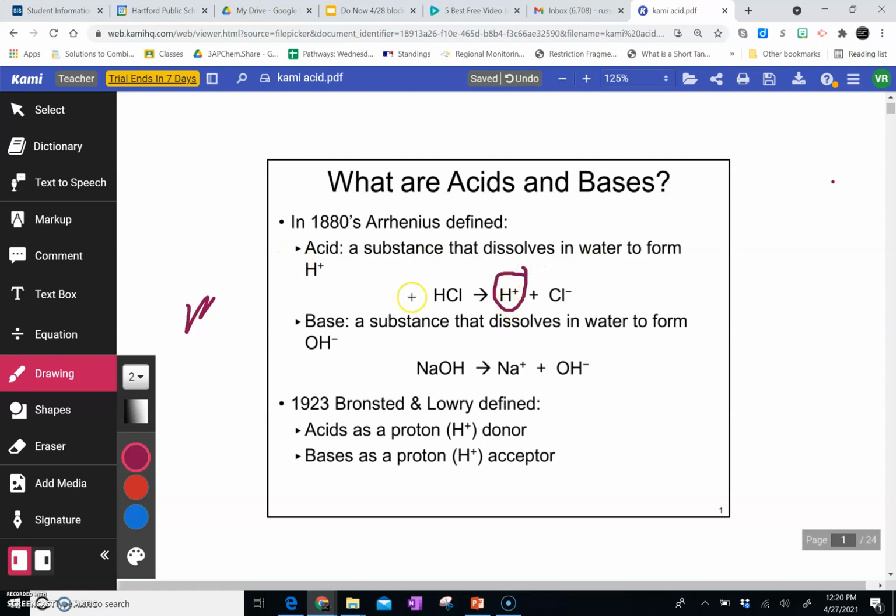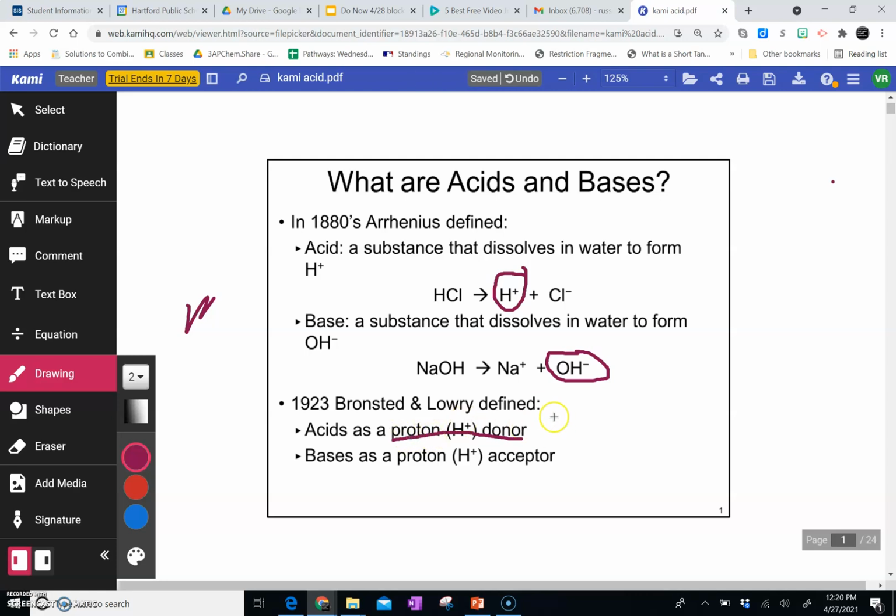And then bases were defined as substances that, when they're dissolved in water, release OH-. That is not the definition that we are going to use in AP Chemistry. Later, in 1923, more than 40 years later, Bronsted and Lowry defined acids as anything that accepts protons or accepts H+ ions.